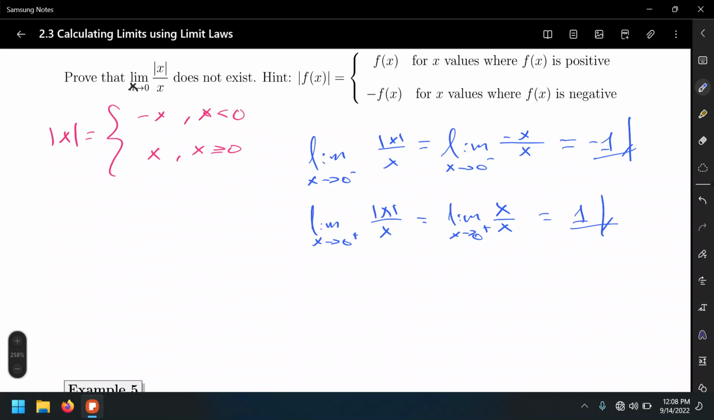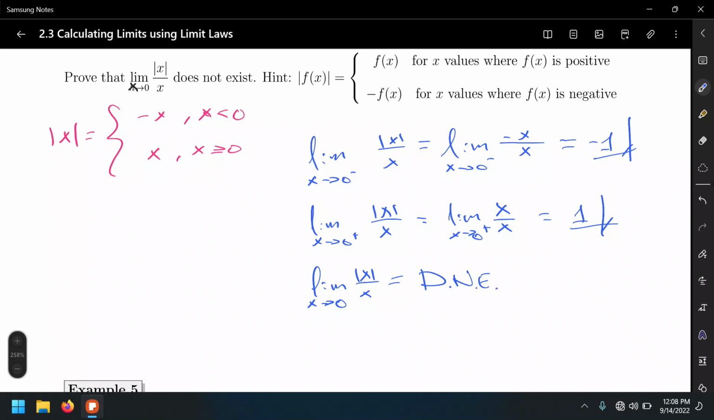Now, what's the limit of the absolute value of x over x as x approaches, in this case, plain vanilla 0, not from the left, not from the right? What's the limit? It does not exist. Why is that? Why is it that it doesn't exist?